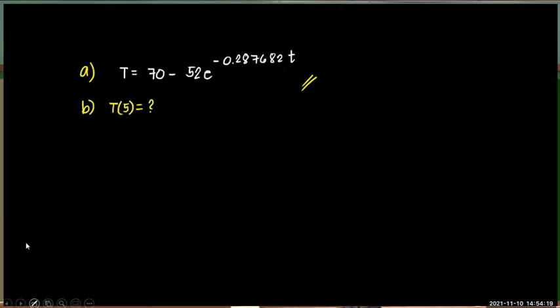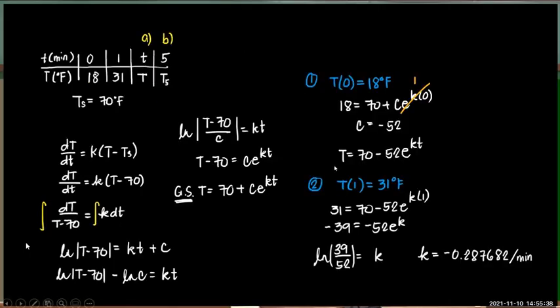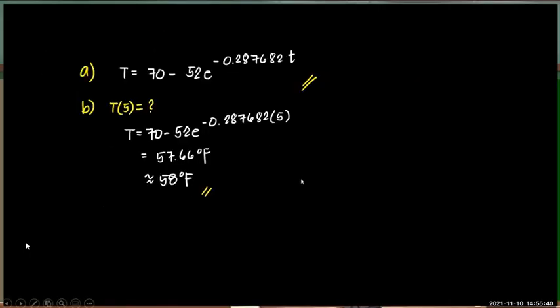After 5 minutes, what's going to happen? Let's just plug that in. T is equal to 70 minus 52 e to the negative 0.287682 times 5. That is 57.66, roughly 58 degrees Fahrenheit.